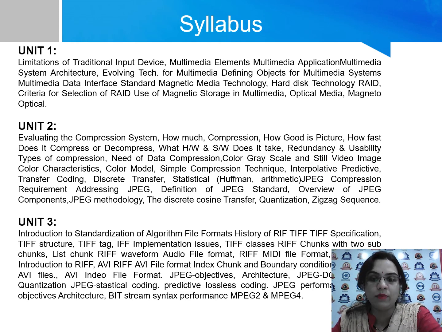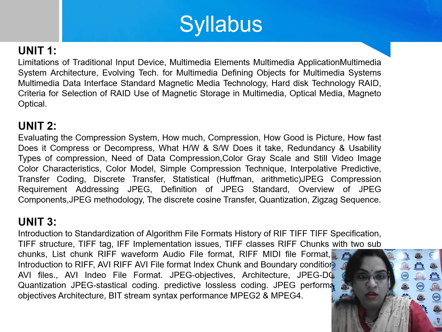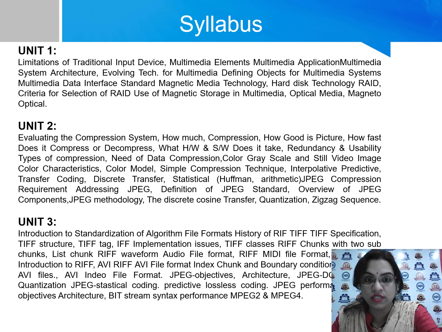Now let us discuss the syllabus of this subject. Unit 1 consists of the basic fundamentals of multimedia, which includes multimedia elements, multimedia system architecture, what are the technologies used for defining multimedia objects, what are the magnetic media technology, then hard disk technology, then optical media. The second unit is basically based on compression techniques, evaluating the compression system, types of compression systems, what color characteristics are used while making an image, what color models are there, what is JPEG, what are the requirements of JPEG, what is the definition of JPEG, then how the JPEG methodology is used to generate or make an image.